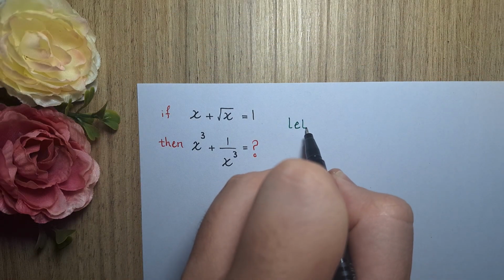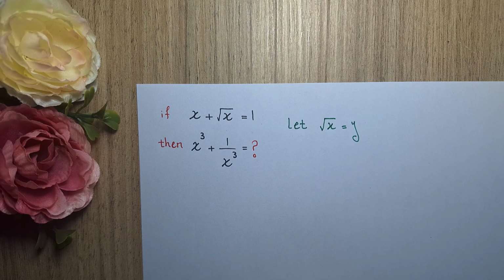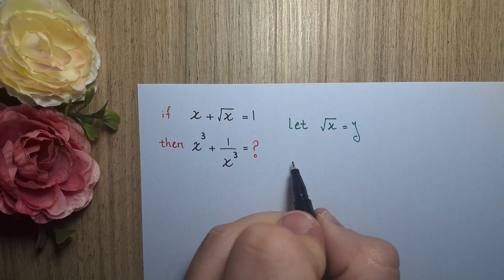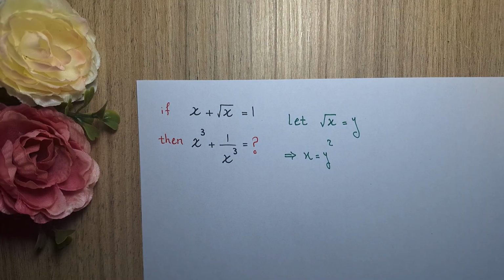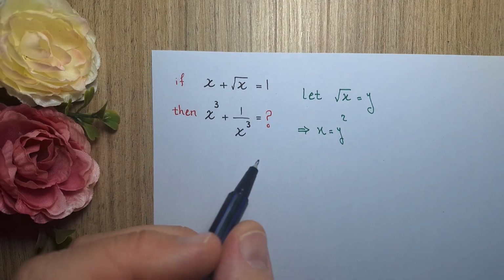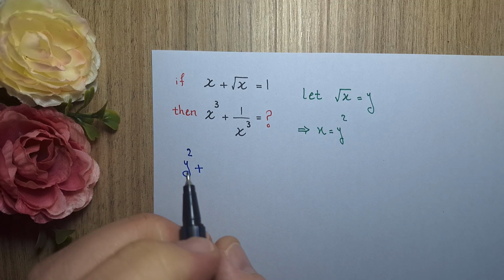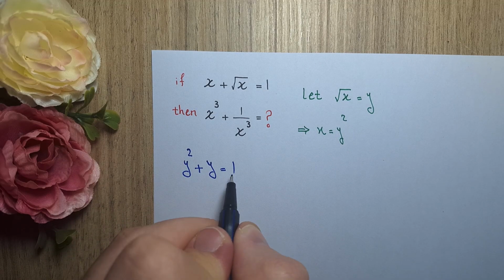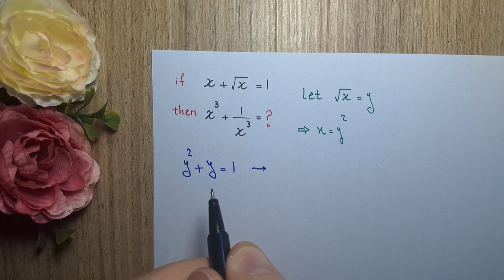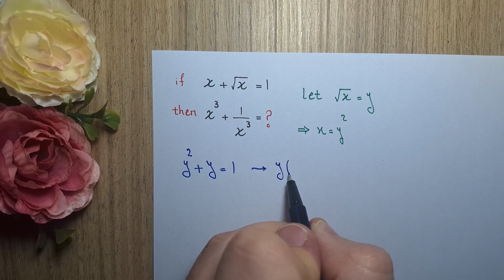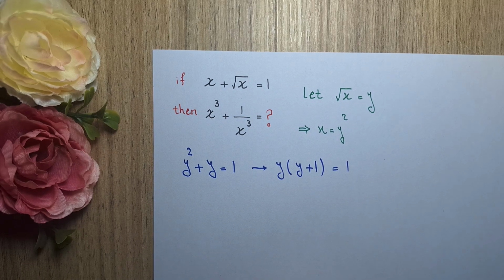In the first step, let's assume that square root of x is equal to a variable like y. So we can say x is equal to y squared. Now we can rewrite this equation like this: y squared plus y is equal to 1. From the left side of the equation, we can factor out y. So we can write y times (y plus 1) is equal to 1.